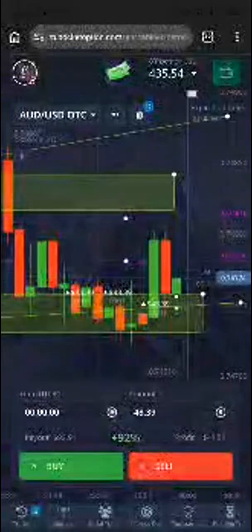I'm really anticipating this green candle. That's good. Ten seconds.